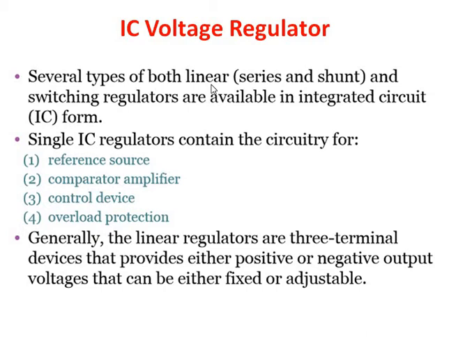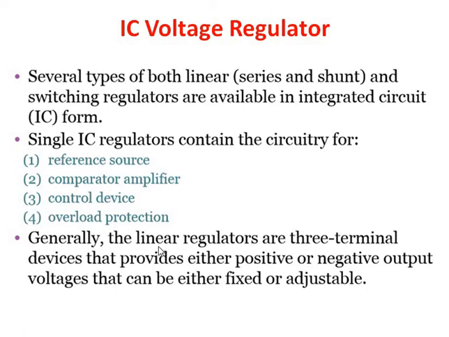There are several types of both linear and switching regulators. In linear, series and shunt types are available in integrated circuit form, that means in IC form. So we have to connect the input voltage and connect the load outside. All the control elements are integrated in the IC. The single IC regulator contains the circuitry for reference source, comparator amplifier, control device, and overload protection. These all are integrated in one IC. So we have to just connect the input voltage and output voltage. These control elements are all inbuilt in the IC.